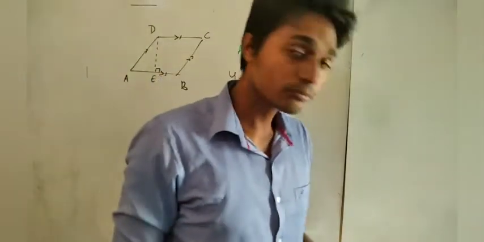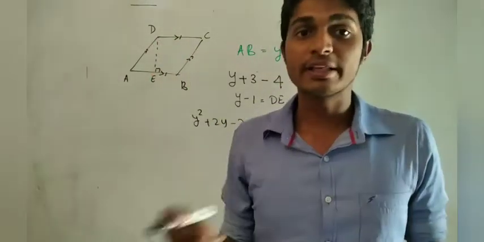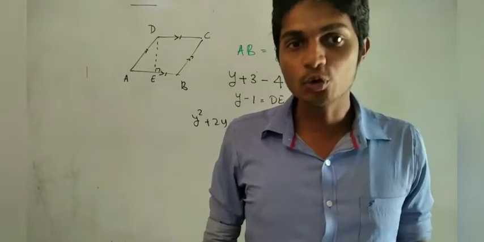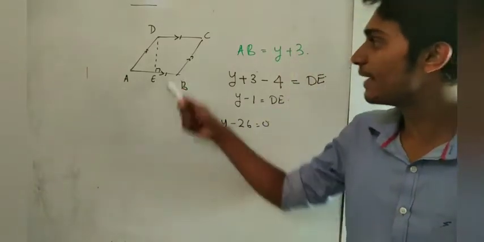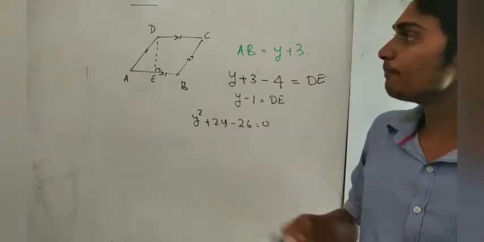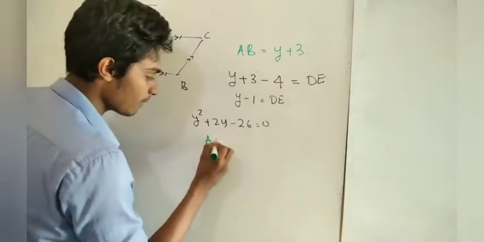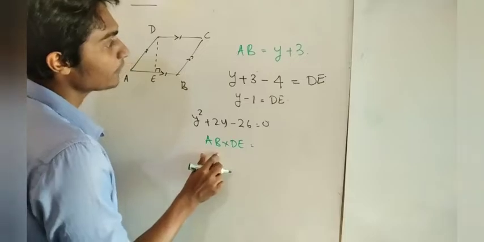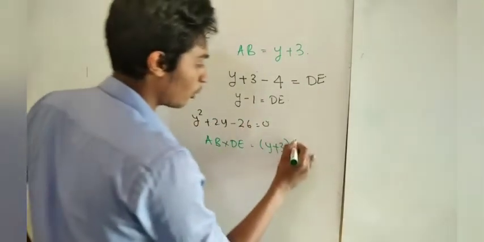Now tell me, what is the formula for the area of a parallelogram? The area of a parallelogram is given by length times perpendicular height. So length is AB and the perpendicular height is DE. So AB times DE should be the area. AB is y plus 3 and DE is y minus 1.